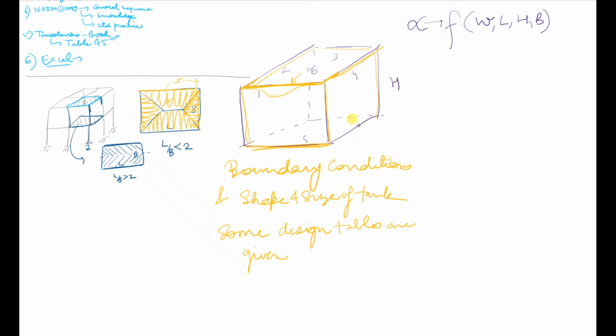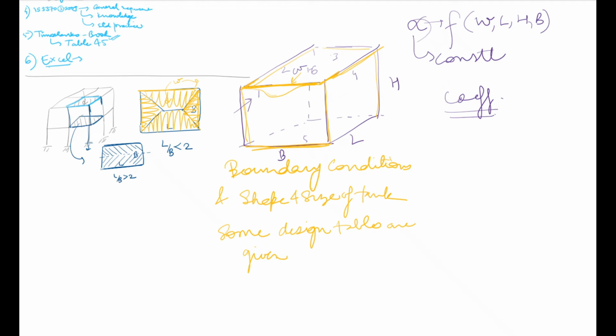This is L. Sorry, this is H. This is H. This is L. This is B. Okay. So depending on the shape and size, in this loading, what kind of load are you taking? Is it a water load? Is it a soil load acting from outside? What kind of load is it? So this alpha is a factor which is constant. Okay, for a given table, this thing is constant.